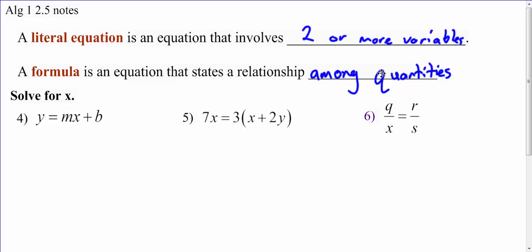So let's do this. It's basically just algebraic manipulations. Here we go. Solve for x. You guys have seen this before. y equals mx plus b. But now our instructions are to get x by itself. So let's start by subtracting b.